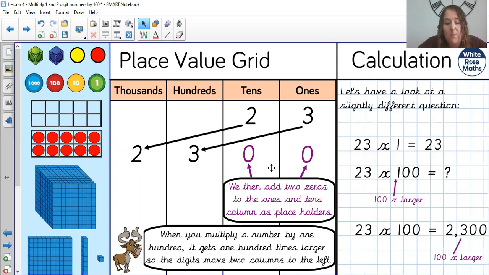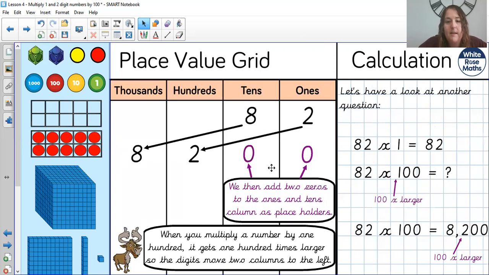Okay, let's see what this looks like when we have to work it out then. Oh no, one more example to show you. 82 times 100 then. So 82 first of all in the tens and ones columns, and then you've got the 2 arrows across for 8 in the thousands and 2 in the hundreds, and then again those 2 zeros for the placeholders in the ones and the tens column. So we can see that 82 times 100 is 8,200 because it is 100 times larger, and I've added our comma in so we can read the number easier.